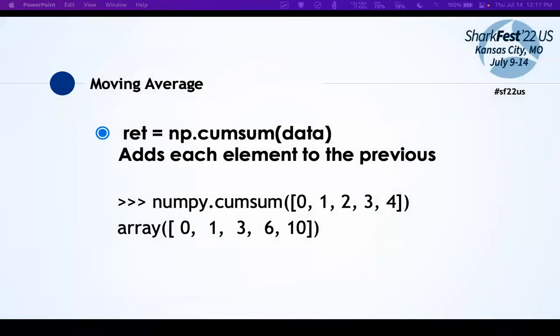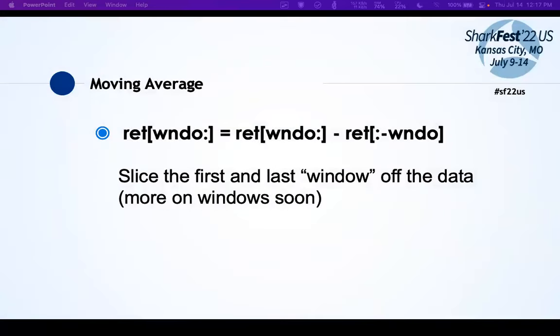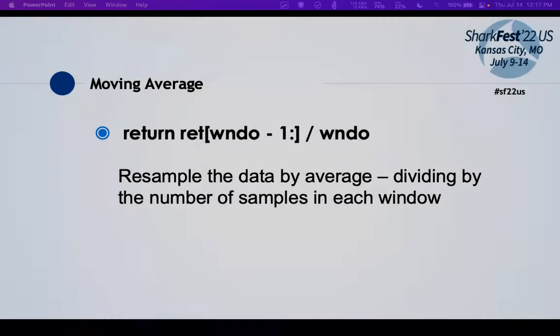So basically, we say, using NumPy, do a cumulative sum of the data. So it's basically kind of like the Fibonacci sequence, where each element just adds to the previous one and turns that into a new stream. So if we fed it 0, 1, 2, 3, 4, we'd get 0, 1, 3, 6, 10 out of it. But then we slice the first and last windows, which we'll talk about soon, off of the data, and then average it. So for each chunk of the signal, we return the average.